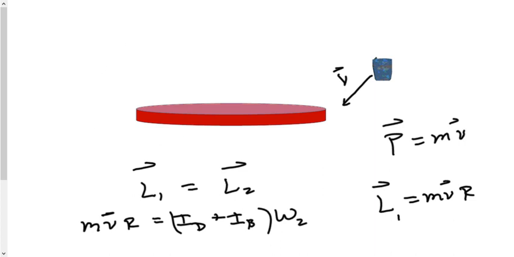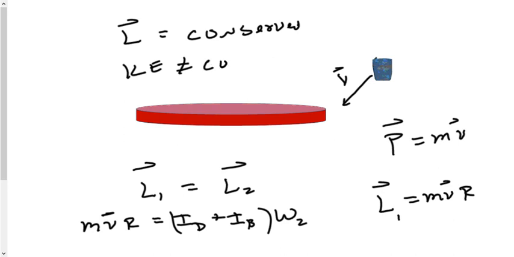So in this case, L is definitely conserved, but kinetic energy will not be. I'll just put it is not conserved, because we have an inelastic collision. One thing's moving and it sticks to it and causes it to rotate. So that's what we have there in that situation.